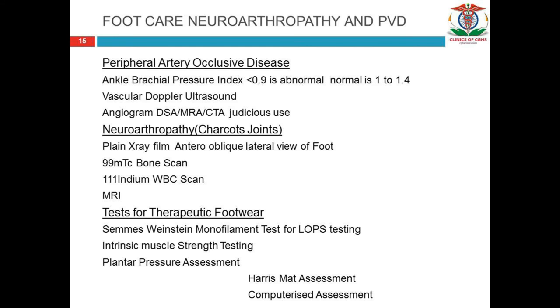Harris mat. Yeah, Harris mat I've written. Harris mat is there. Intrinsic muscle strength testing is done by keeping a piece of paper between the toe and the second finger of the foot, and the patient is asked to catch that while we sort of snatch it away from the patient. If the patient is able to hold it, patient has sufficient muscular strength. If the patient is not able to hold that piece of paper, the muscle strength is deficient.